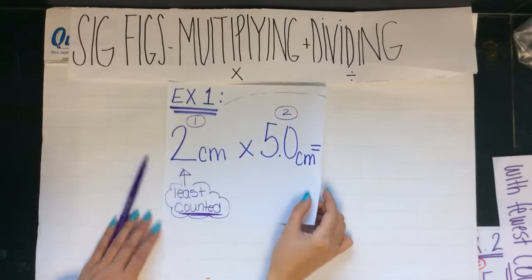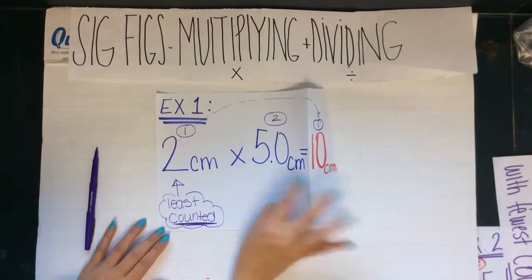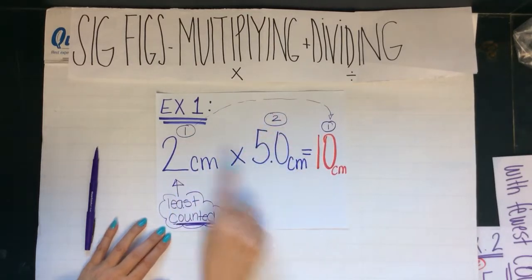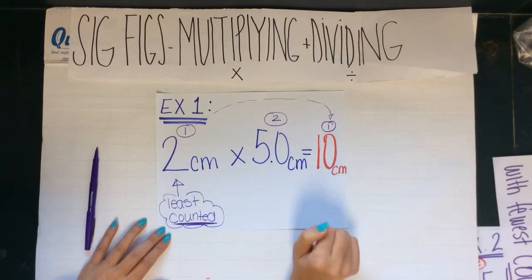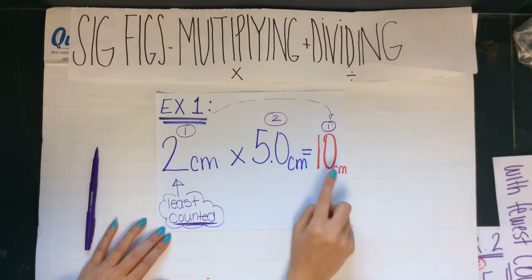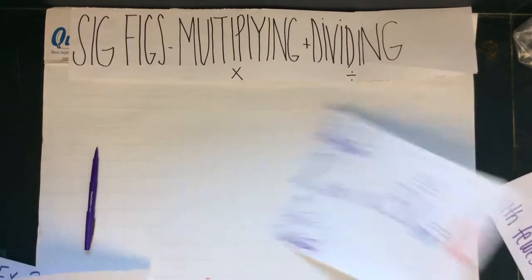Total number. So 5 times 2 gives me 10, but I want to reflect it with 1 sig fig. So 10 with no decimal is 1 sig fig. So 10 centimeters is my answer. Okay, let's do another one.